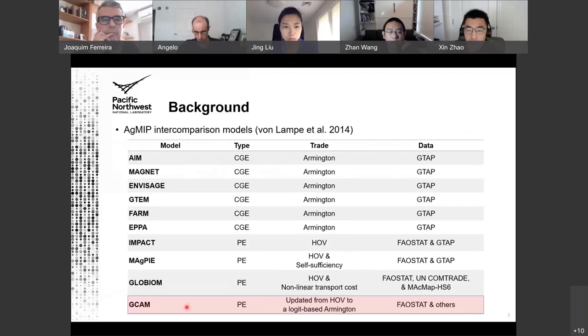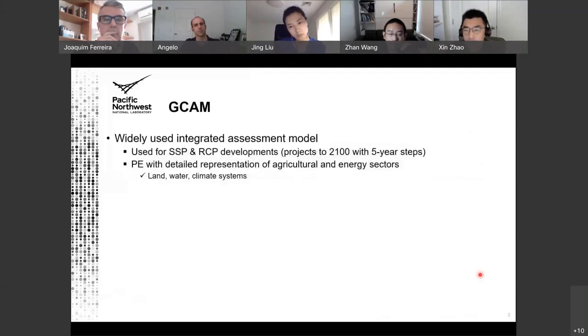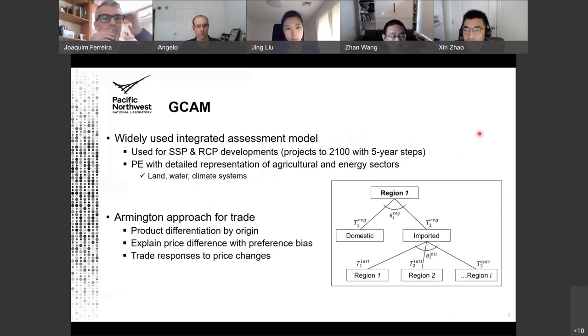The model I'm highlighting here on the bottom is the GCAM model, which is a model developed in our group. We recently updated the trade modeling from the Heckscher-Ohlin approach to a logit-based Armington approach, which I will explain later. But this model is a widely used integrated assessment model. It has been used for the development of shared socioeconomic pathways and also representative concentration pathways. The model by default runs to the end of the century with a 5-year time step. It's a partial equilibrium model with a very detailed representation of agriculture and energy sectors, and also with interactions with other systems such as land, water, and climate.